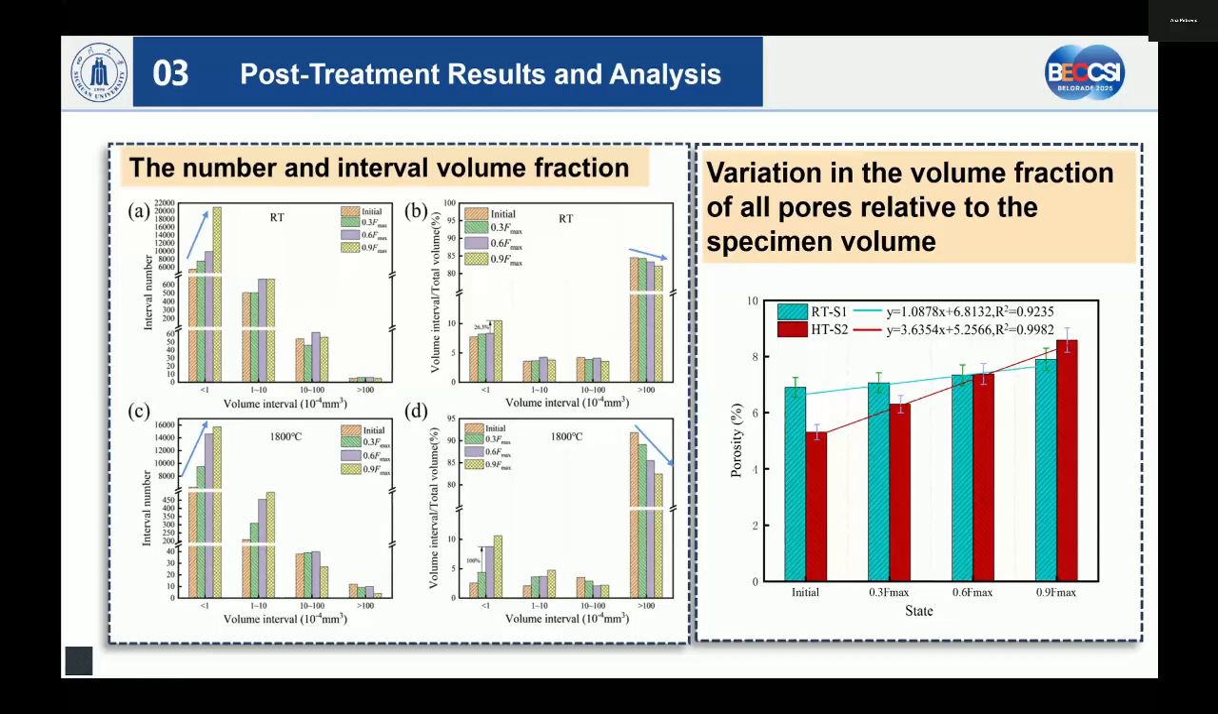In addition, the figure on the right shows the overall porosity of the two samples at different temperatures and different stages. We can also see that the porosity growth rate at high temperature is significantly faster than that at room temperature.